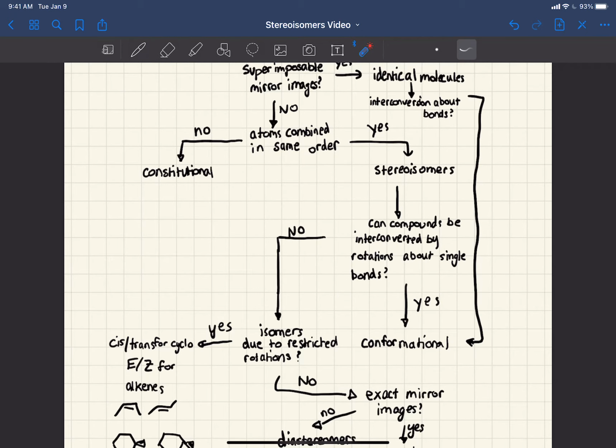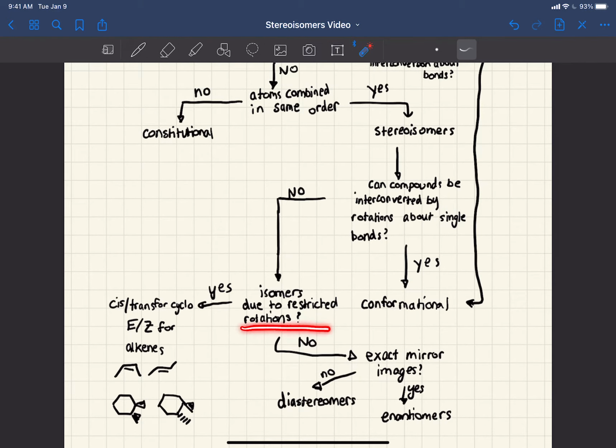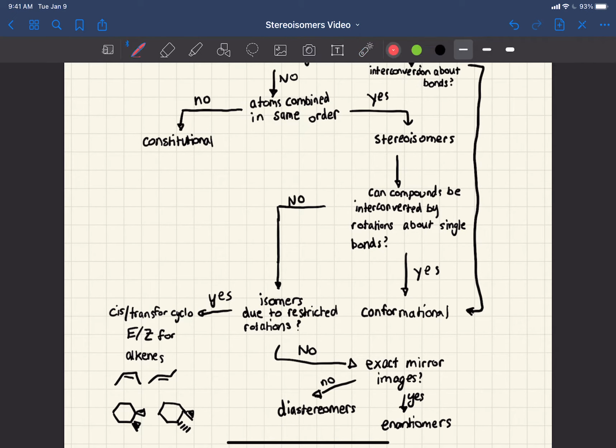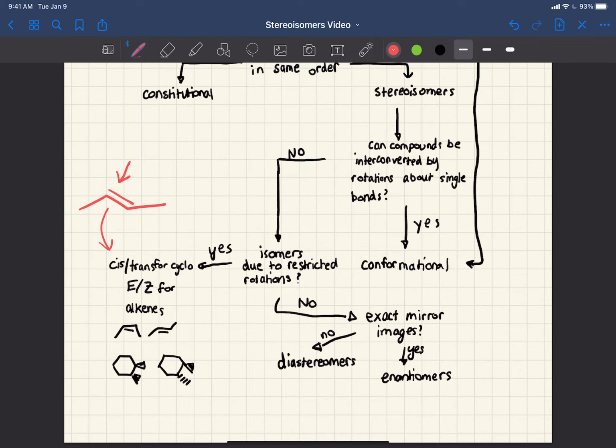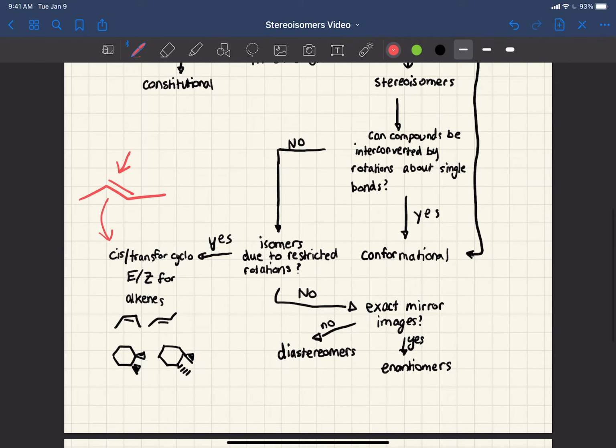If this isn't possible, we look at if they are isomers due to restricted rotation. So this basically means when we have something like a pi bond, which cannot rotate, right? And so this would make it a diastereomer. And when we see that, we want to try to name it. And this is something that's covered in class, and we won't be covering it in this video. But just really quick, you have your E and your Z alkenes, and then you also have your cis and trans for your cyclic molecules.